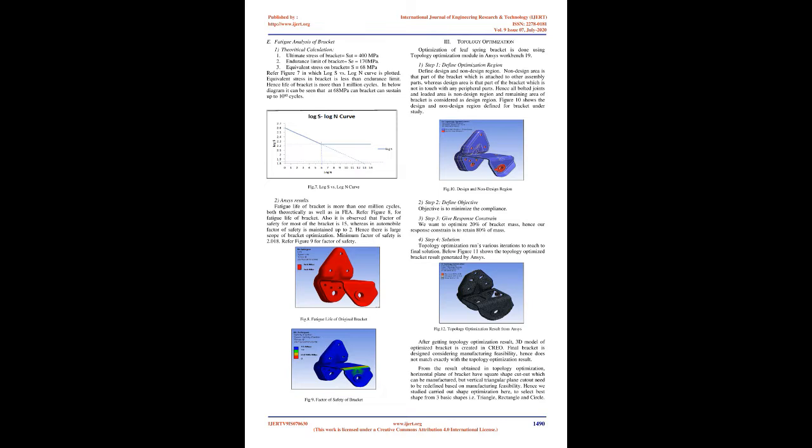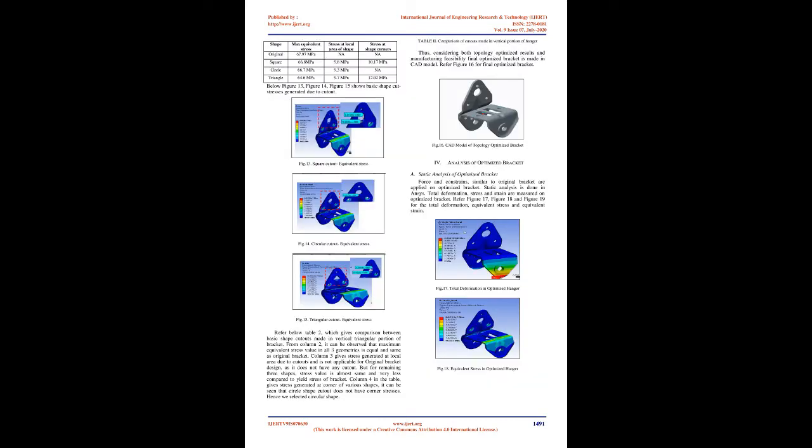3. Topology optimization. Optimization of leaf spring bracket is done using Topology Optimization module in Ansys Workbench 19. Step 1. Define optimization region. Define design and non-design region. Non-design area is that part of the bracket which is attached to other assembly parts, whereas design area is that part of the bracket which is not in touch with any peripheral parts. Hence all bolted joints and loaded area is non-design region and remaining area of bracket is considered as design region. Figure 10 shows the design and non-design region defined for bracket under study.